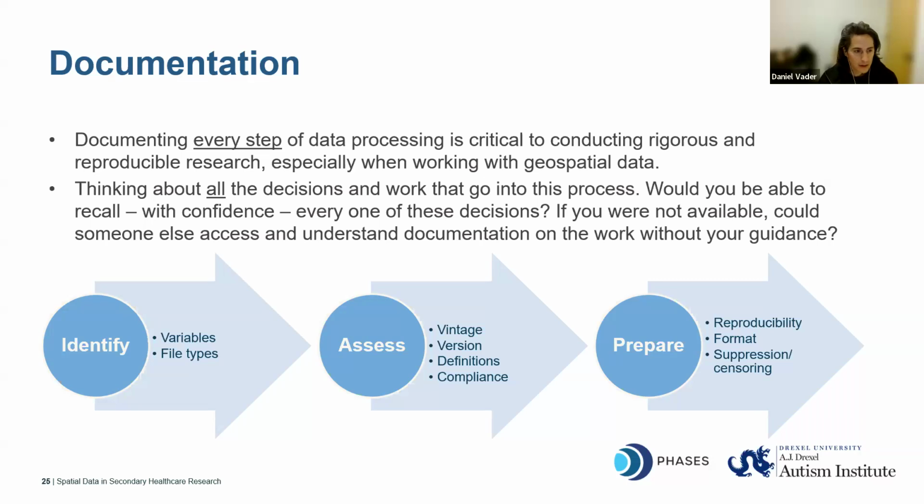And there's this really good figure here from Jamie that talks about all the things that we might want to think about when building this documentation in these different stages. So variables and file types, the version, vintage definitions, and compliance stuff for assessing things, and then reproducibility, format, and censoring suppression, all those decisions during preparedness.